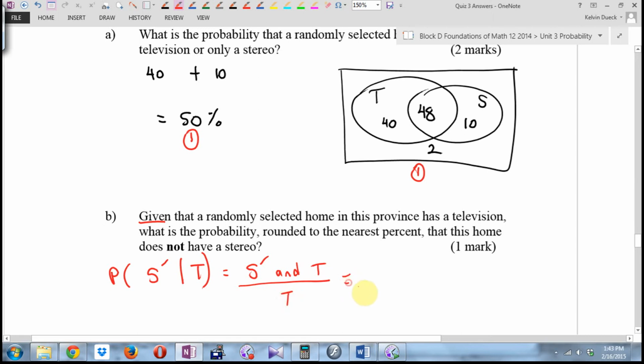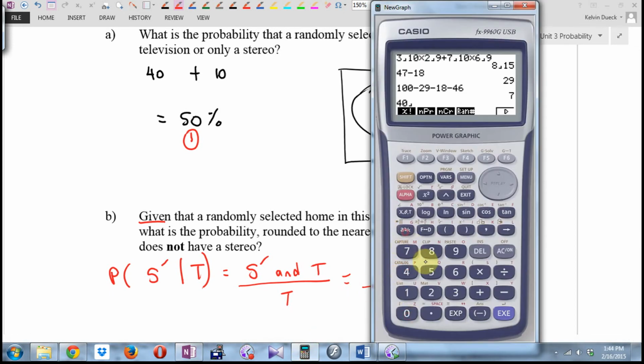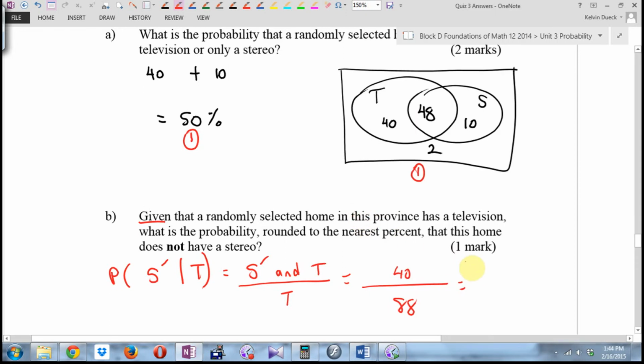Now the television one I got, that was 88% or 0.88. Get the whole circle. Not a stereo and TV. Oh, you know what? That's this here. That's TV, but also at the same time, not a stereo. There's your answer. Now, 40 over 88, if you wanted to go to lowest terms, is 5 out of 11 or 0.45 repeating. I'd take either of those for full marks.